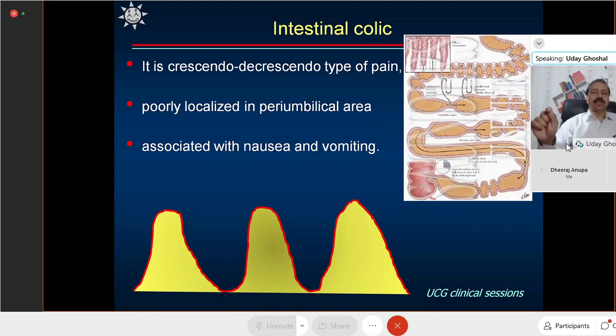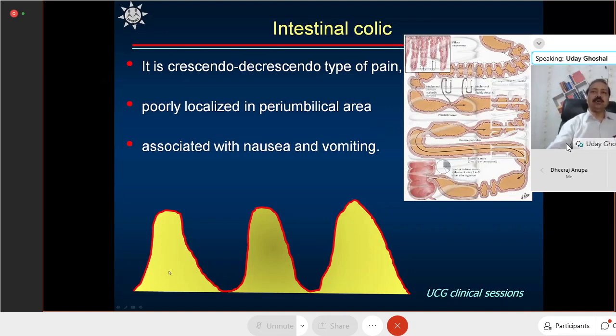What are autonomic associated symptoms? Palpitation, feeling of impending doom, perspiration or sweating, okay? And this is intestinal colic. Now, biliary colic is a misnomer because biliary colic has a crescendo, then plateau. And even if there is a decrescendo, maybe half an hour to 1 hour, after that it doesn't come back normally again. So intestinal colic is a true colic. Biliary colic is not a true colic.